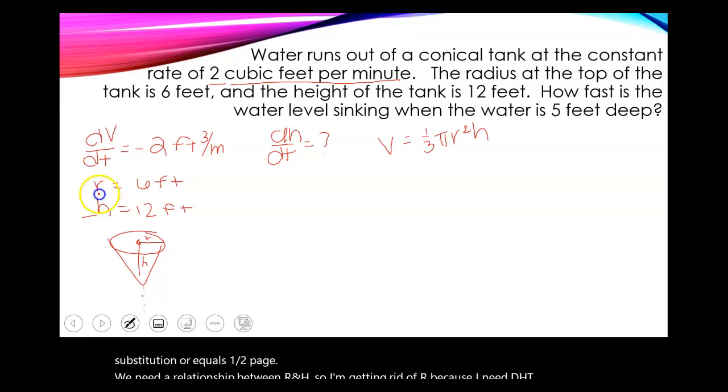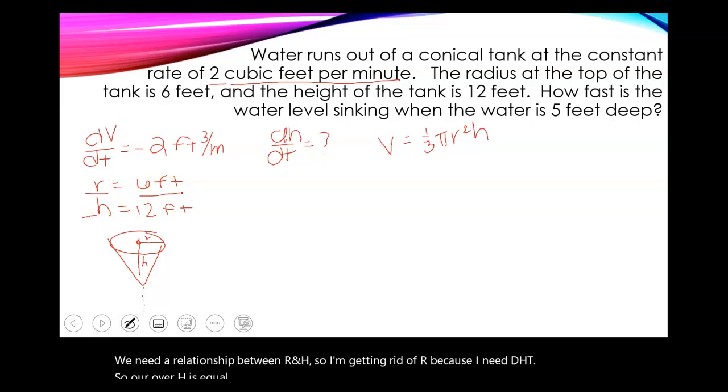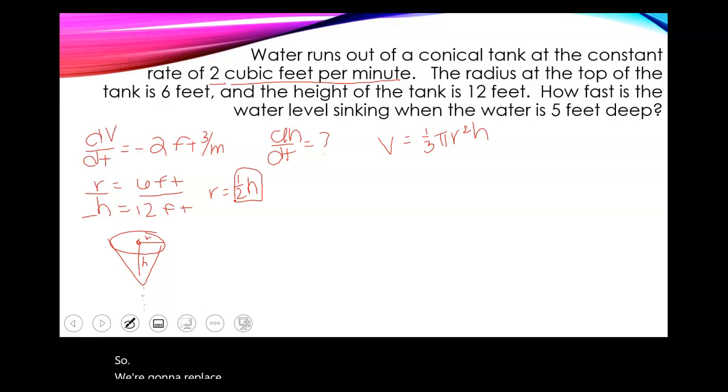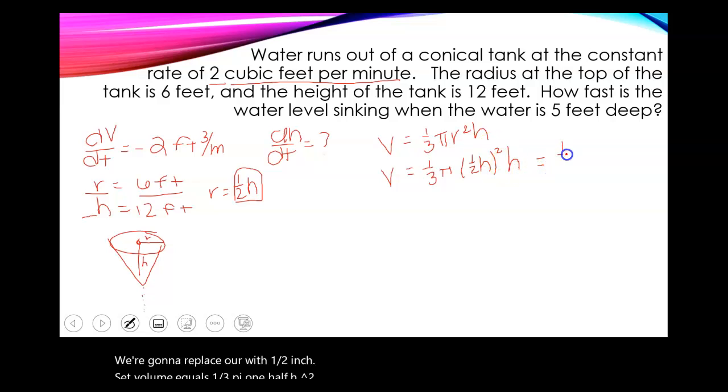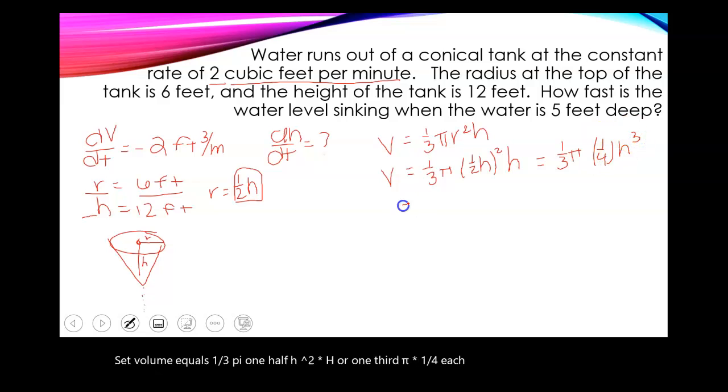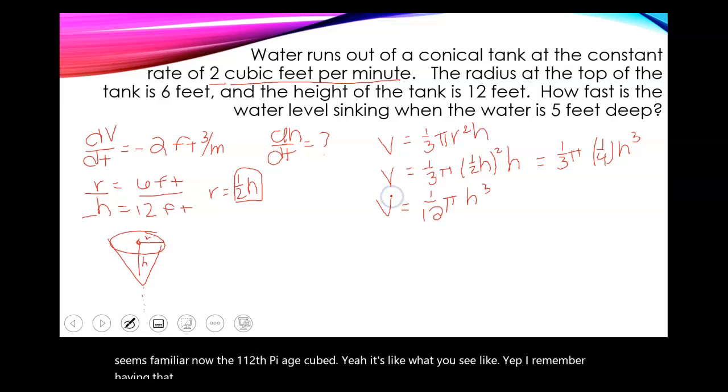So r over h is equal to 6 over 12. Therefore, r is equal to half the height. So we're going to replace r with one half h. So volume equals one third pi, one half h squared times h, or one third pi times one fourth h cubed, or, and this probably seems familiar now, one twelfth pi h cubed. Once you see it, you're like, yep, I remember having that. And then we're going to derive that.